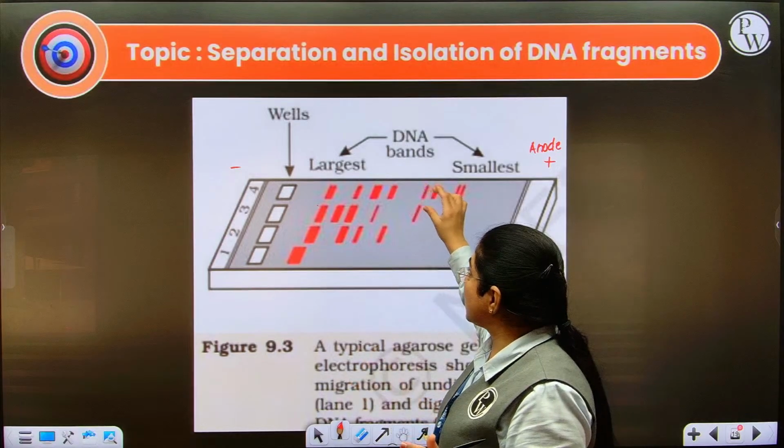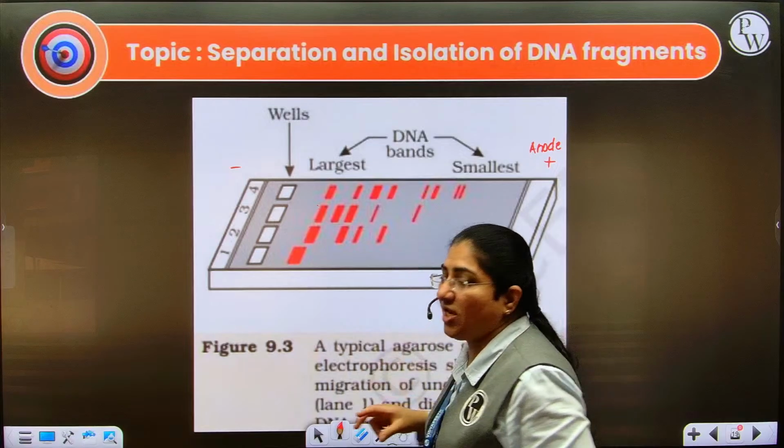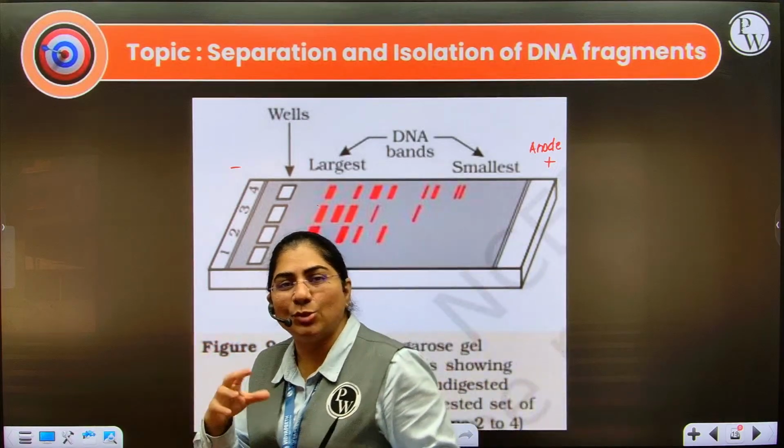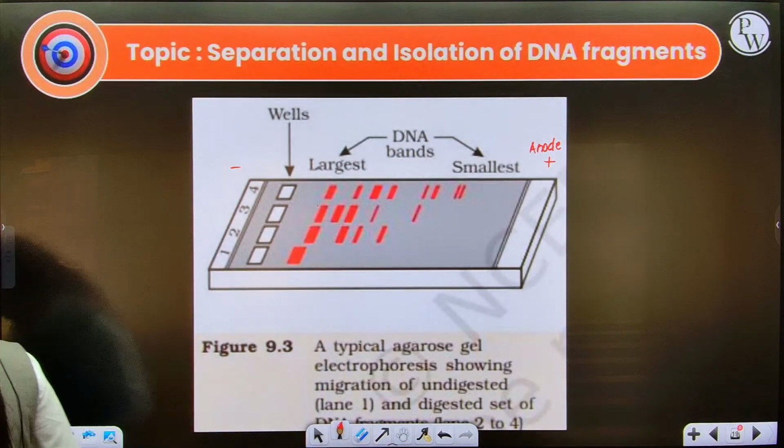Depending upon the size, as I told you, to separate it, we will cut it out from the gel piece by the process called elution. This can come as our MCQ. Please make a note of it and remember it well.